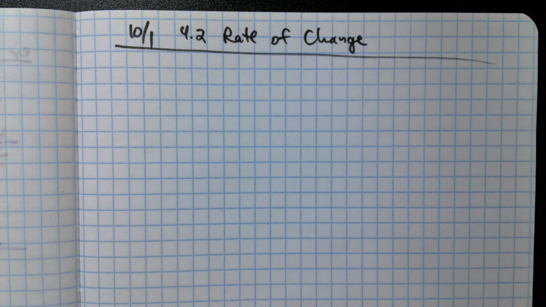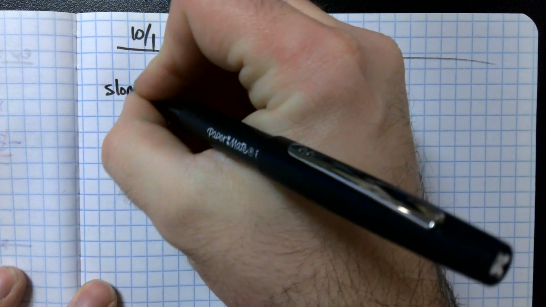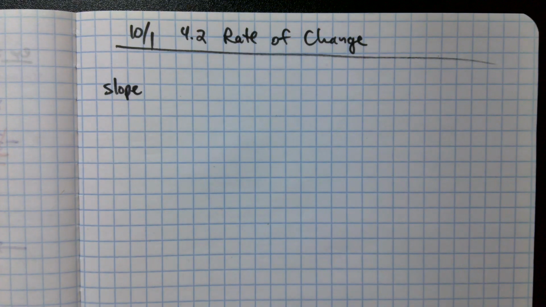Does anyone remember another word we can use that means the same thing as rate of change? It's a game on the Chromebook with the little green ball. Slope. Thank you. Slope. Rate of change is the same thing as slope.